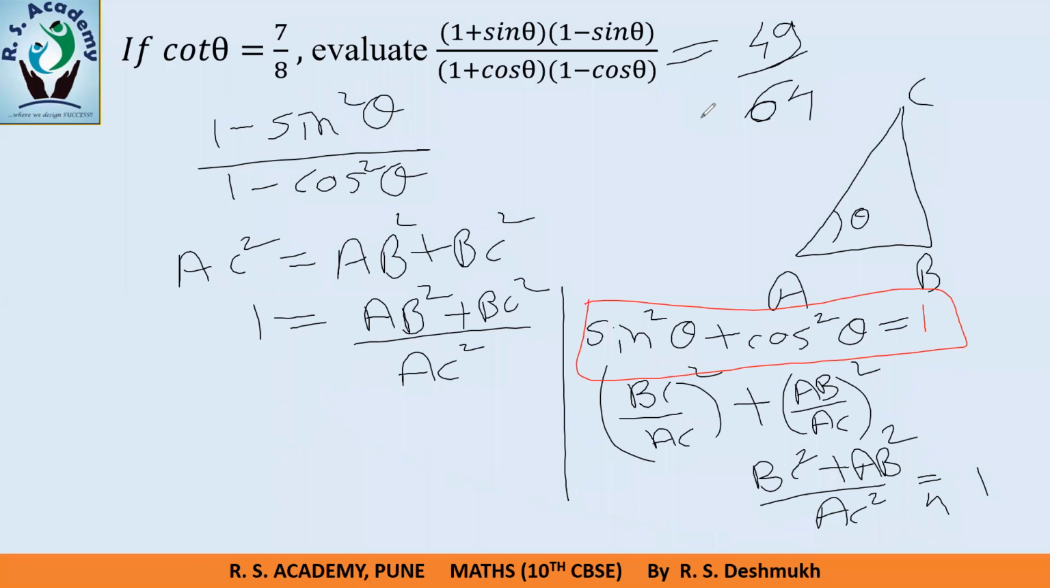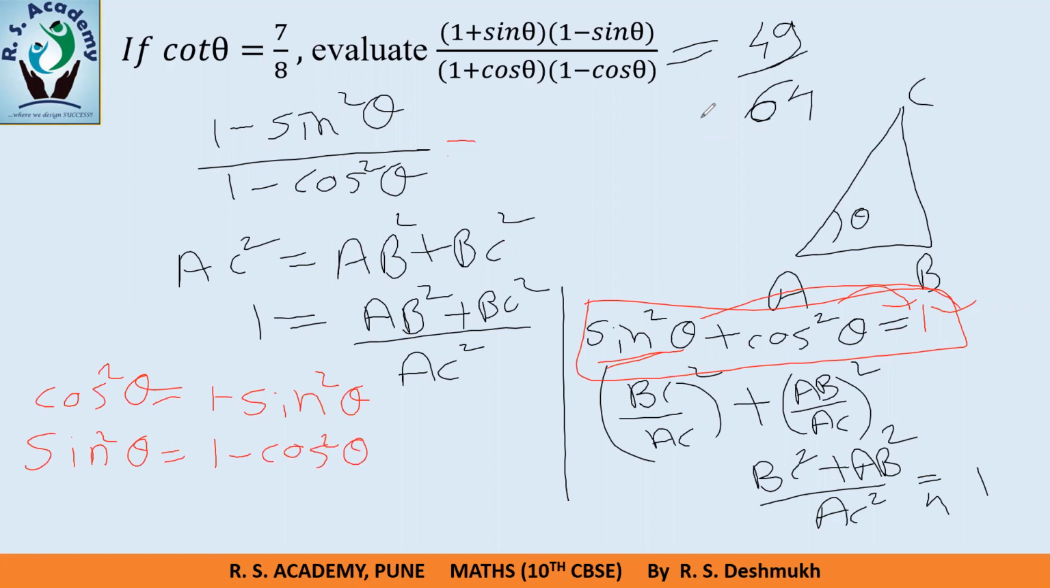Now I can check one more thing. If I take cos square theta, I can shift sine square theta to the opposite side, so cos square theta is 1 minus sine square theta. And if I keep sine square theta and transfer the other term, I can say sine square theta is 1 minus cos square theta. So 1 minus sine square theta is cos square theta, and 1 minus cos square theta is sine square theta. But cos upon sine is nothing but cot theta, and the square of this will be cot square theta.